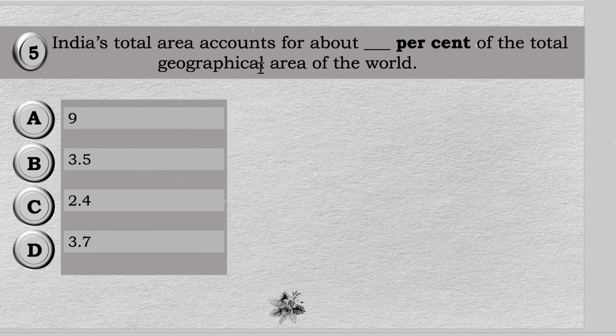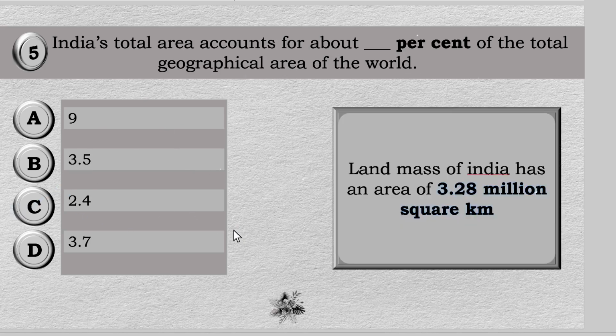The next question is, India's total area accounts for about what percent of the total geographical area of the world. The correct answer over here is option number C, 2.4%. And the area covered by India is around 3.28 million square kilometers.